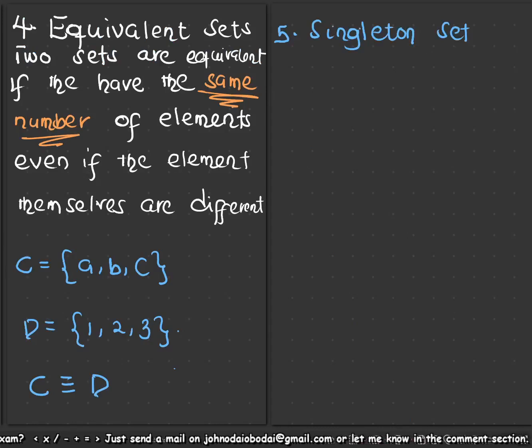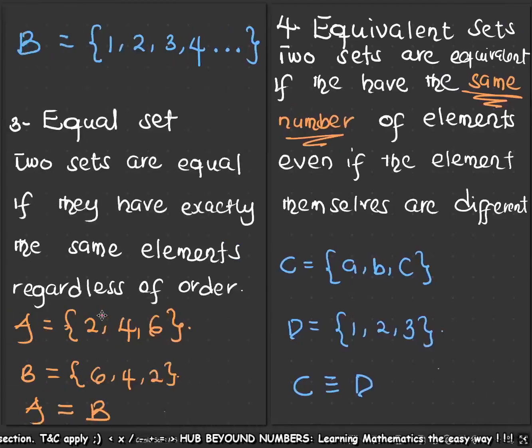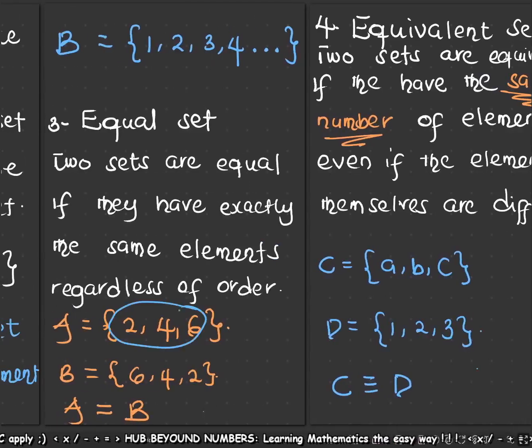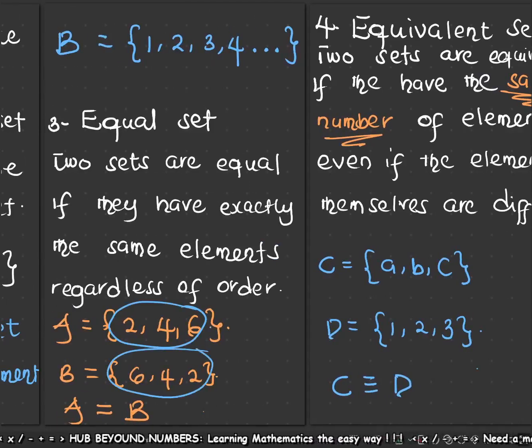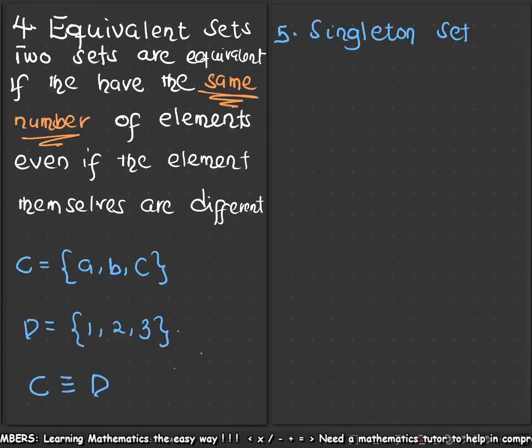Before we go to that, I would like you to know that all equal sets are equivalent. All equal sets are also equivalent sets, but not all equivalent sets are equal. Because you see, these two sets we have over here, they are equivalent, but they are not equal. On the other hand, these two sets we have over here, they are equal. And yet still, they are also equivalent because they have the same number of elements, 3 each.